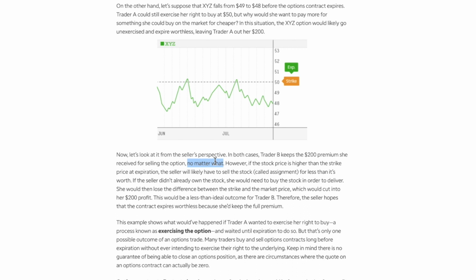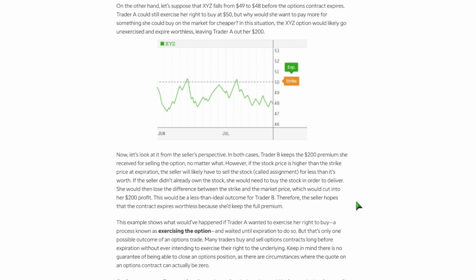You always get to keep it. That will never be taken away. However, if the stock price is higher than the strike price at expiration, the seller will likely have to sell the stock, called assignment, for less than it's worth. If the seller didn't already own the stock, she would need to buy the stock in order to deliver. She would then lose the difference between the strike and the market price, which would cut into her $200 profit. This would be a less than ideal outcome for B.